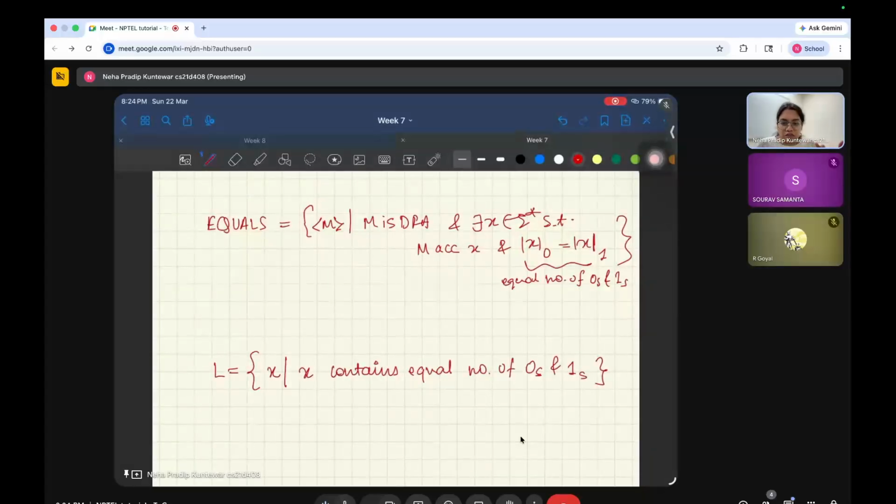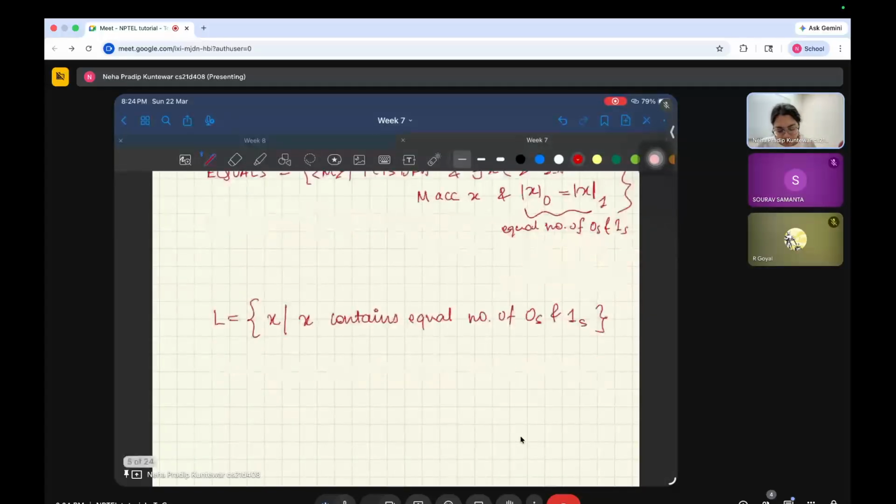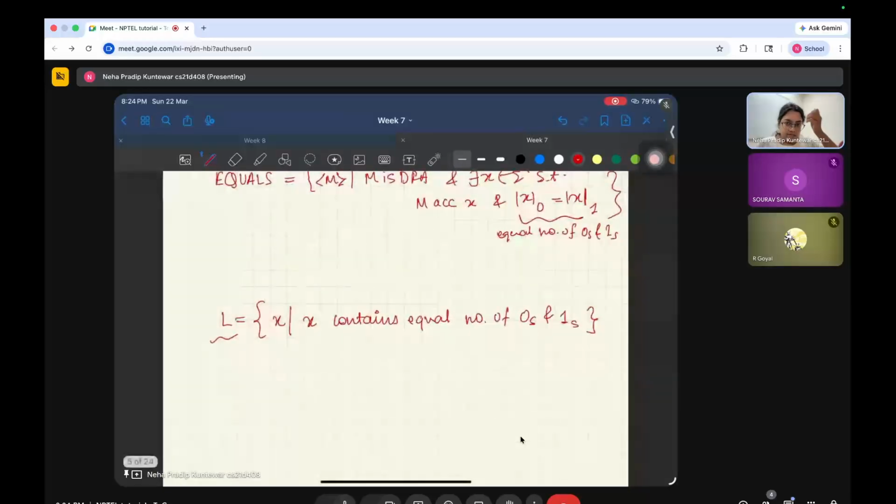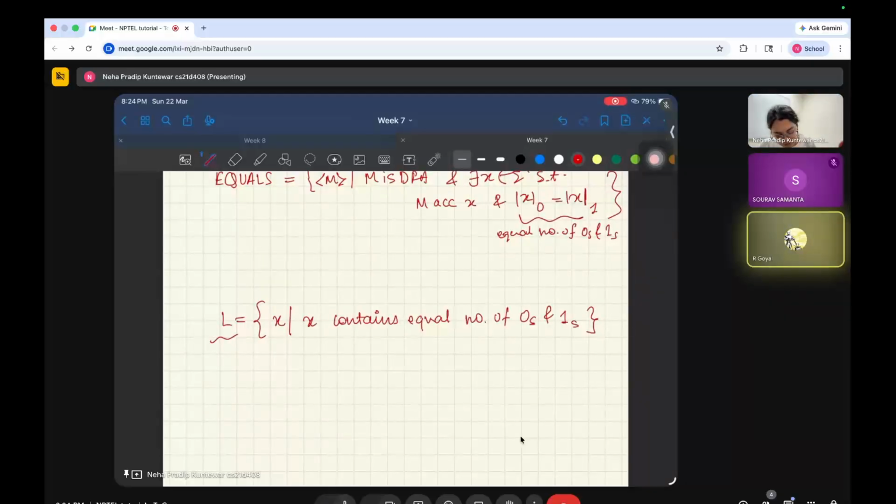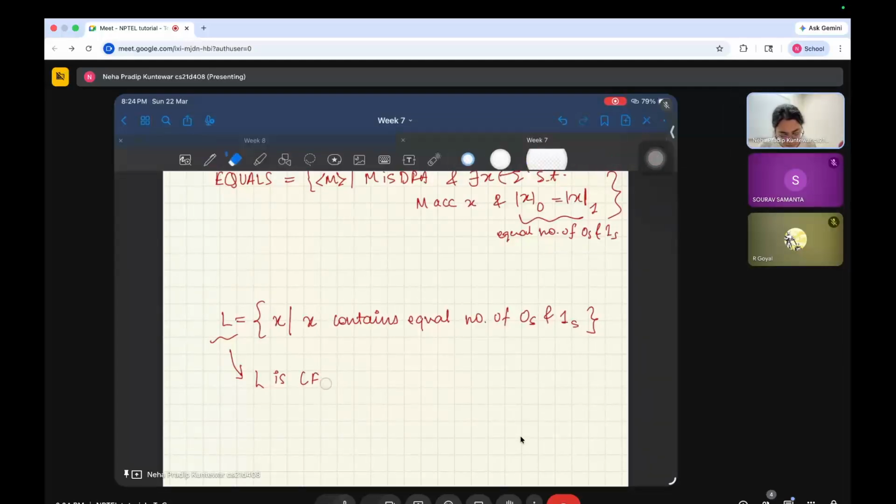Okay, so what do we know about L? Is L context free? Yes, it's context free. L is in CF, a context free language.